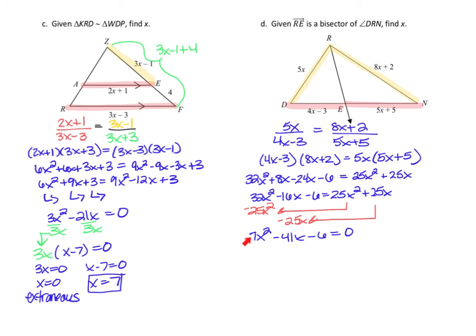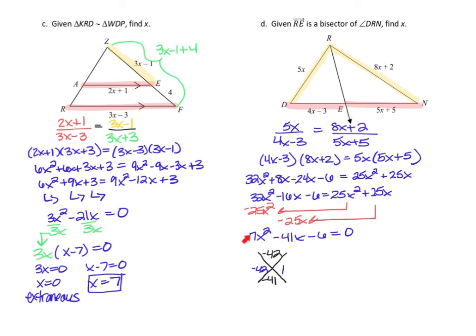My coefficient is a 7. It will not divide into these two terms, so we're going to set up a diamond and factor. So I need two numbers that will multiply to 7 times -6. So two numbers that multiply to -42, and these same two numbers will add to -41. What are the two numbers? The two numbers are -42 and +1.